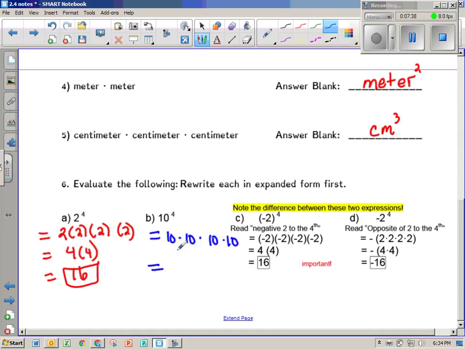So each time you have two 10s multiplied together, you have 100. So 100 times another 100. And when you multiply here, your shortcut, if you're not familiar, is multiply the 1s. And then you've got 4 zeros. So 1, 2, 3, 4. So we've got the number 10,000.